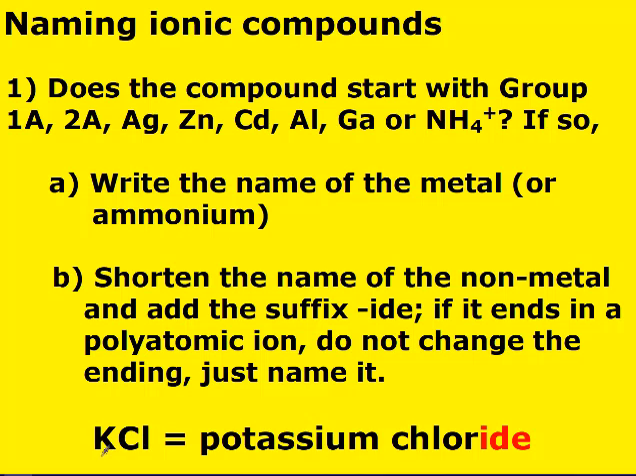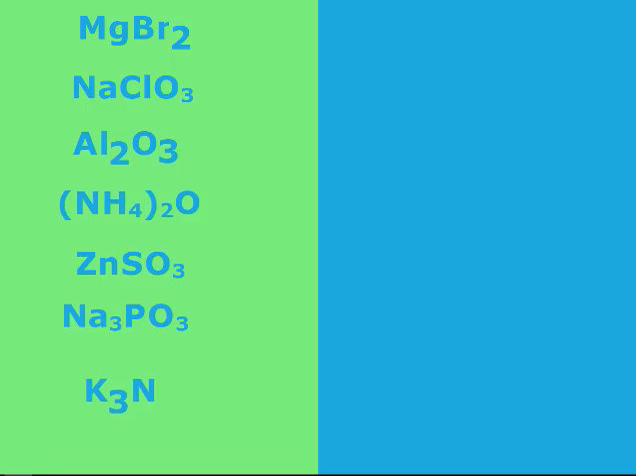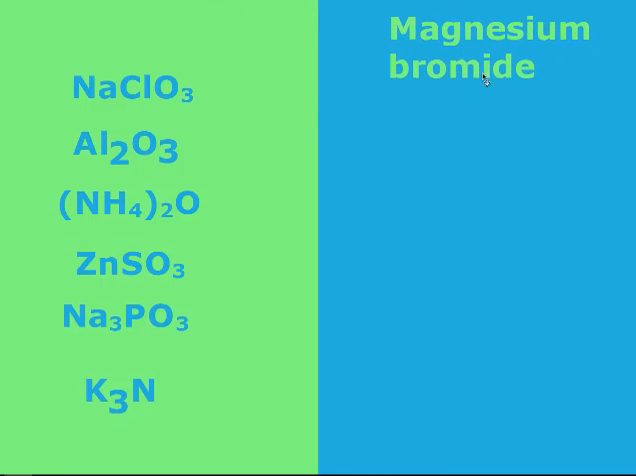So like KCl, K is in group 1A, so we don't have to put Roman numerals. So we just say potassium, and then Cl is chlorine, but we're going to change that to chloride. This next one, Mg, is in group 2A, so we're just going to name it. We say magnesium, and then Br turns into bromide, so magnesium bromide.